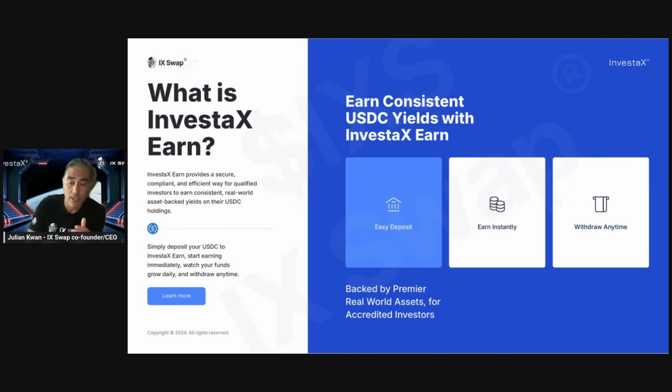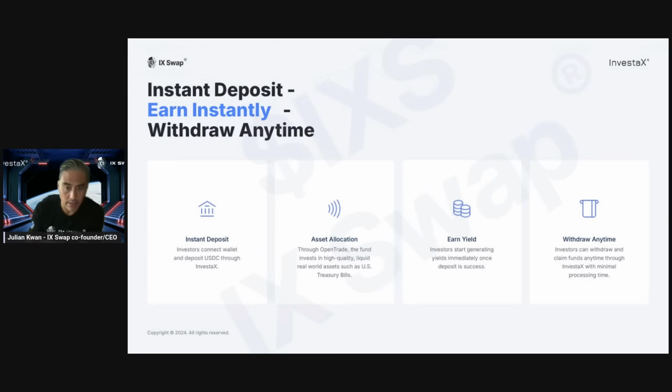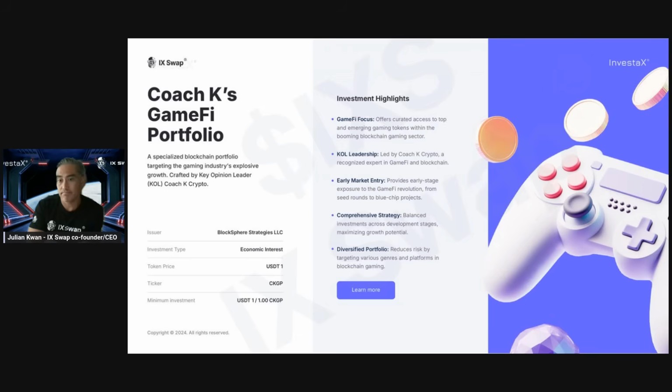This is an earn product, so put in USDC and earn 4 or 5% interest. You can get daily redemptions. It's an incredible product, right? Built for people that are sitting on stablecoins that want short or long-term yields, right? Incredible stuff. Instant deposit. It's amazing.